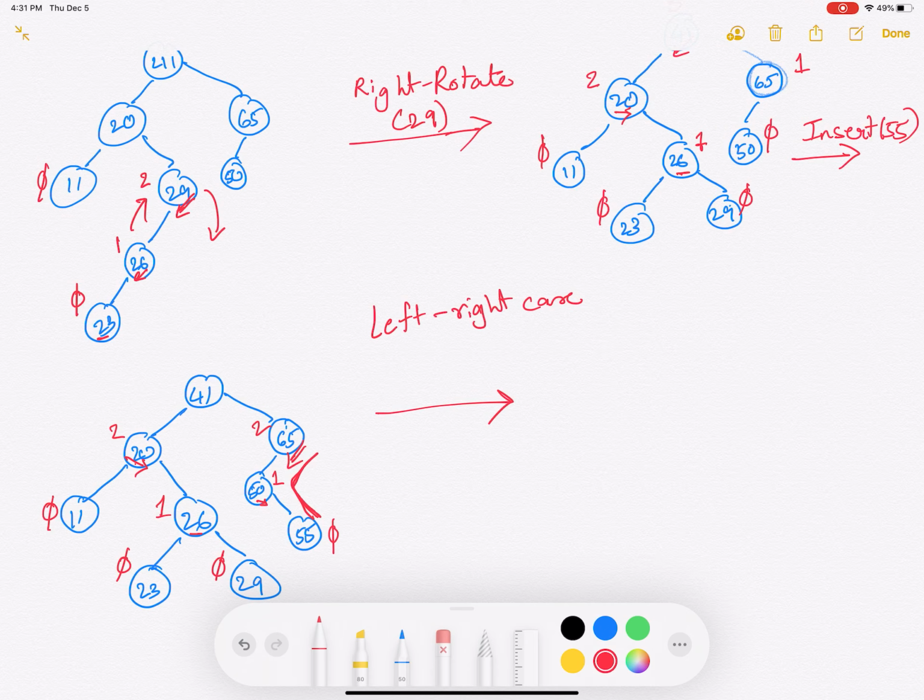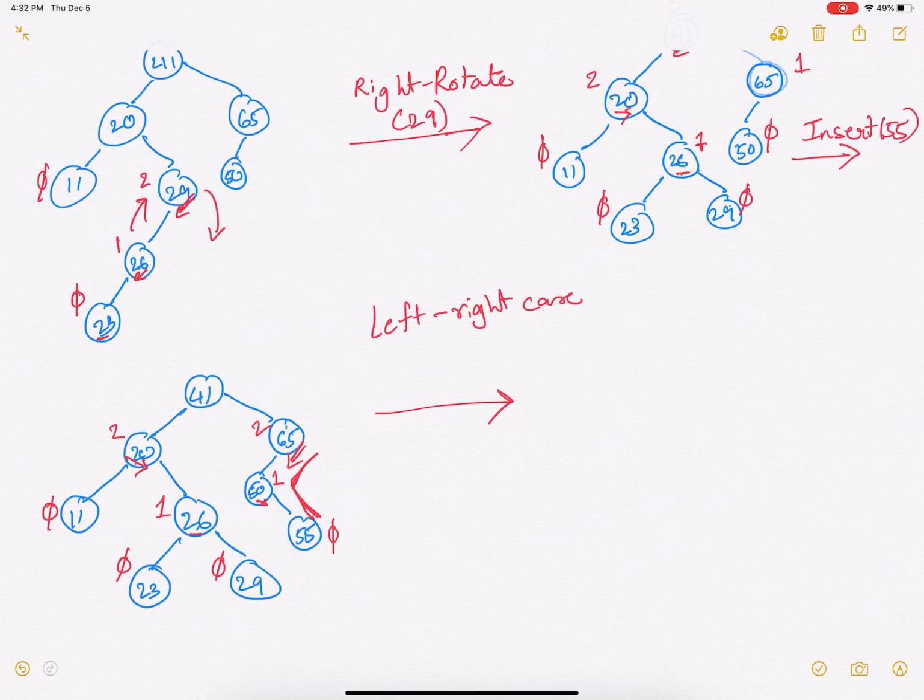Okay, so first we will have to make them come in a straight line. So we will first do 1 rotation to get them in a straight line. So what is it that we will have to do? To do that, we will essentially left rotate 50. So if you left rotate 50, what will happen is you will have 65. I'm just going to concentrate on those 3 nodes. 65, 55, and 50 will form this straight line.